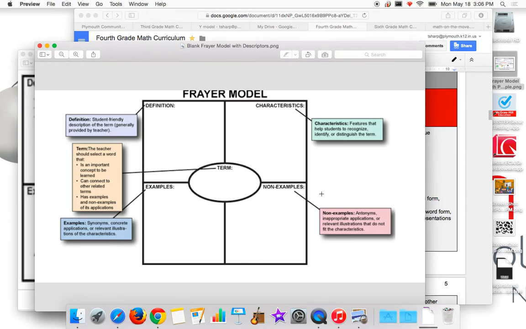One way to do that is using a Frayer model, and this is, I think, probably pretty common to those who teach ELA as well as math in the lower grades, where you can, in a journal activity, have students put the term in, the definition, the characteristics, what distinguishes that word from other words in math, pictorial examples of that word, as well as non-examples. I've found that using the non-examples piece clears up a lot of misconceptions. So this is a blank Frayer model.